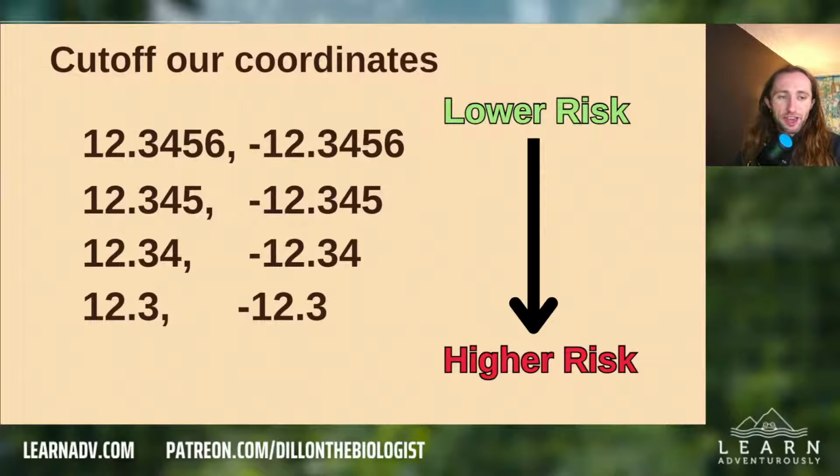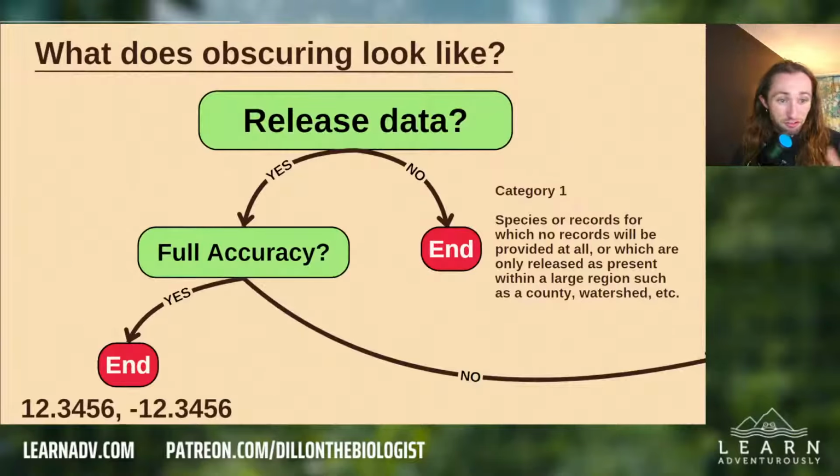So let's give a system for this. Let's do a flow chart. So what does obscuring this data actually look like? The first thing I'll say is, are we just going to release the data or not? Is this data going to be available or not? If it's not going to be available, they list it as a category 1. So these are species or records for which no records will be provided, or they'll only be released saying that they're found in a large region. Like, they're not going to give you GPS points, they're just going to say they're in South Africa, for example.